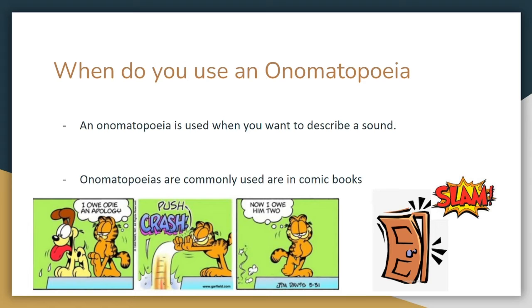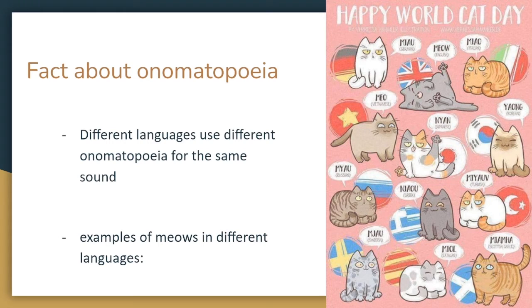Onomatopoeias are commonly used in comic books. A cool fact about onomatopoeias is that different languages use different onomatopoeias for the same sounds. Here are some examples of the sounds a cat makes in different languages. Although they don't actually make different sounds, it's just the different languages that use the different sounds.